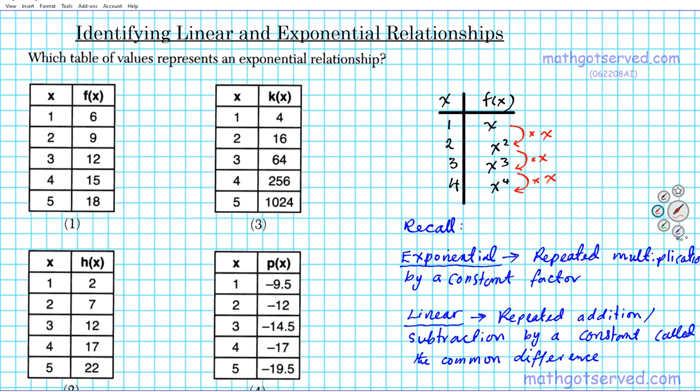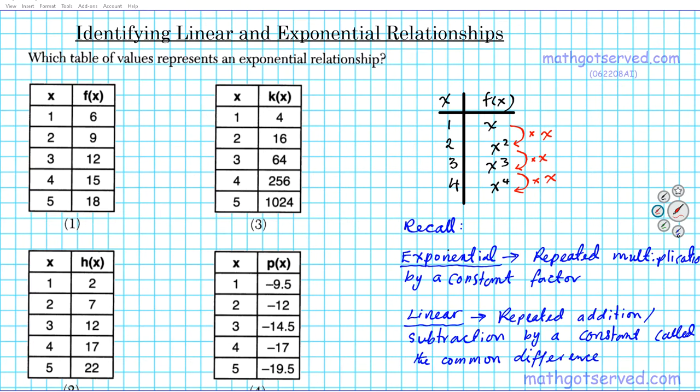Okay? All right, so let's take a look at these tables right here. We're going to use actual numbers now. This is just a general case. So for the first one, you go 6 to 9. All right, so if you want to go from 6 to 9, let's say you multiply by 3 over 2 to go from 6 to 9, and multiply 9 by the same number, 3 over 2, you're not going to get 12. All right, so this doesn't look like an exponential relationship.